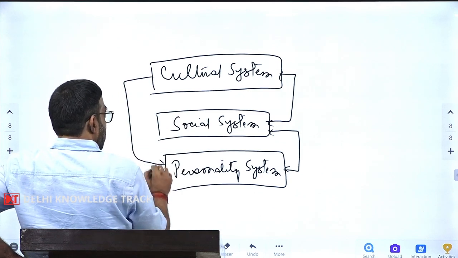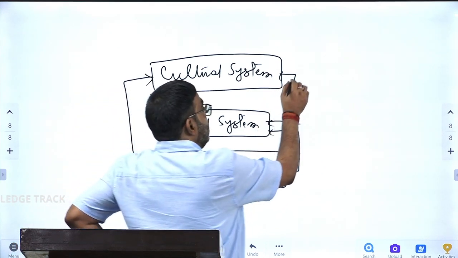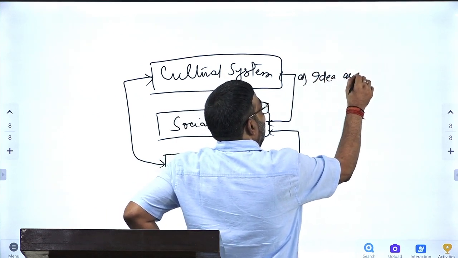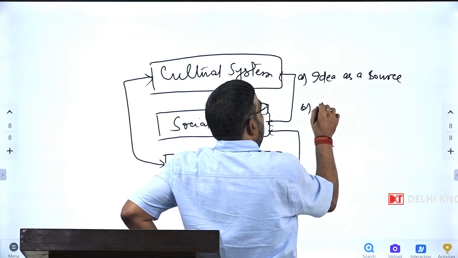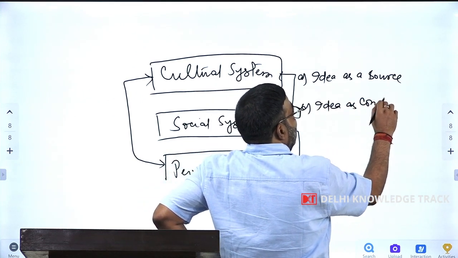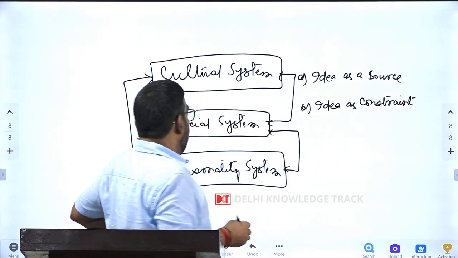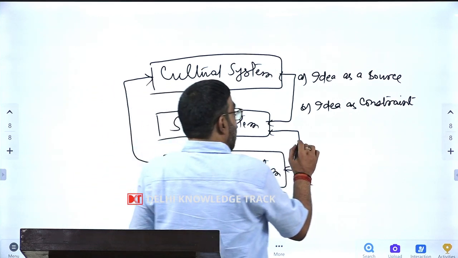ये भी इक्विलिब्रियम में यूज होगा बेटा. This will also be used in equilibrium. Here, idea as a source, and B, idea as constraint. यहां क्या करना बेटा, what social system and personality system are interacting? Mechanization equation है बेटा ये.